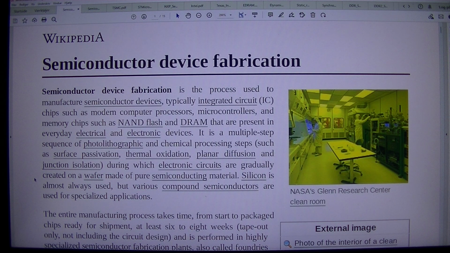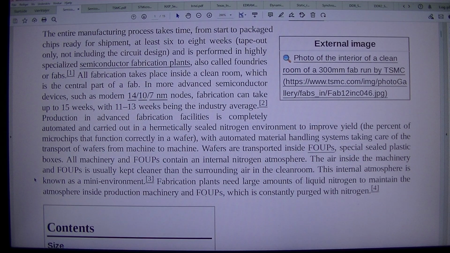The entire manufacturing process takes, from start to packaged chips ready for shipment, at least 6 to 8 weeks, not including the circuit design, and is performed in highly specialized semiconductor fabrication plants, also called foundries or fabs. 1. All fabrication takes place inside a clean room, which is the central part of a fab. In more advanced semiconductor devices, such as modern 14/10/7 nm nodes, fabrication can take up to 15 weeks, with 11-13 weeks being the industry average.